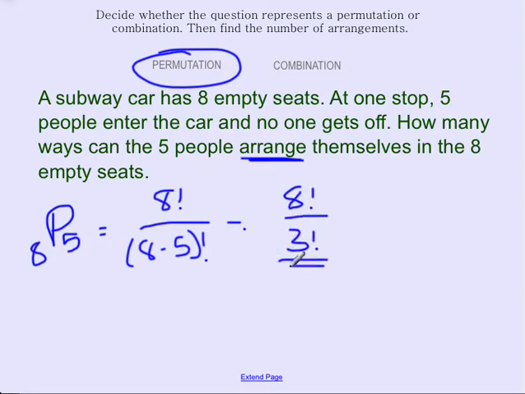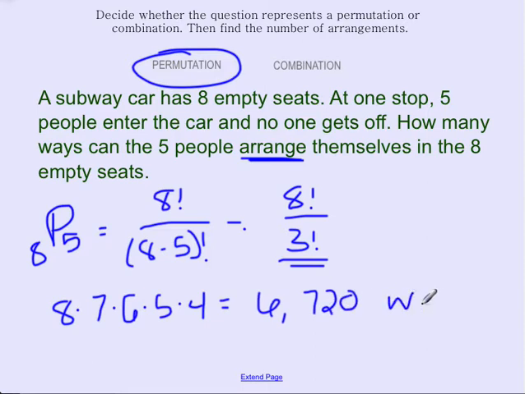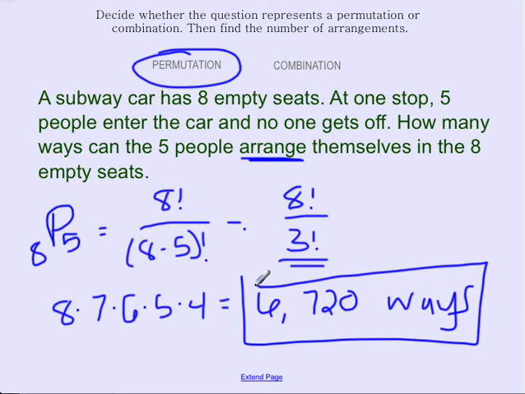Everything from 3 on down is going to be taken care of. So left up top I have 8 times 7 times 6 times 5 times 4. You can go ahead and multiply that out. Permutations are sometimes easier because you don't have that extra factorial on the bottom. Then you end up getting 6,720 ways. That's how many different ways you can arrange those 5 people in the 8 seats on the subway. Remember, arrange typically implies that order matters.